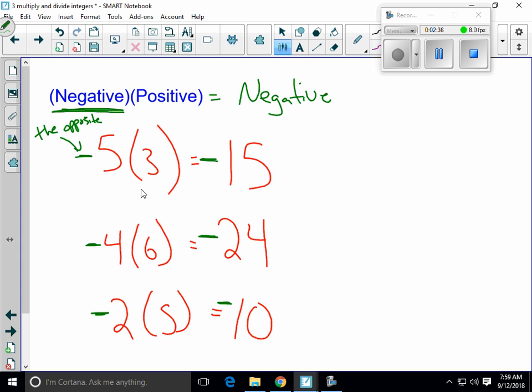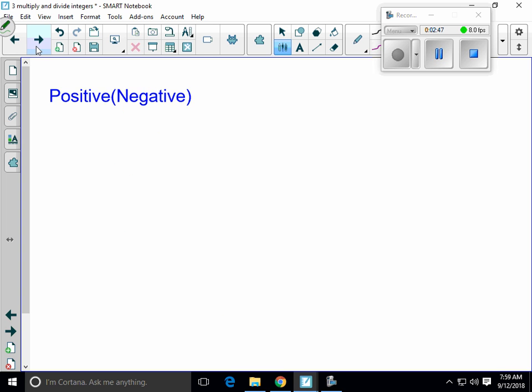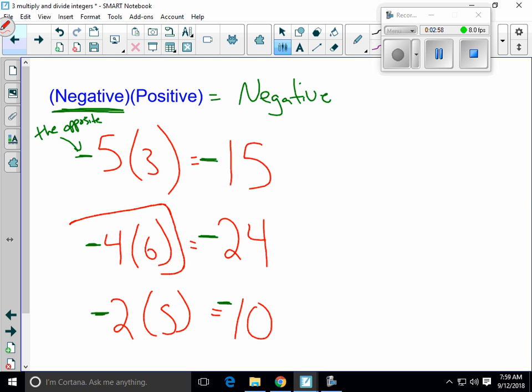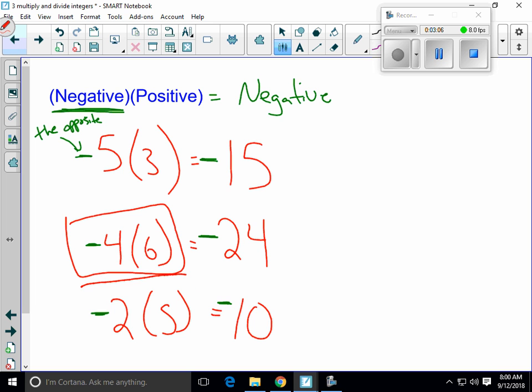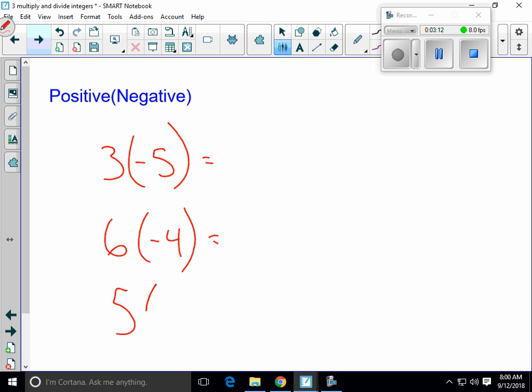Okay, let's take a positive times a negative. So let's switch all these values around. Instead of negative 5 times 3, let's do 3 times negative 5. Okay, so let's see, positive times a negative. The first one was 3 times negative 5. Second, let's switch these two values, so we'll do 6 times negative 4. And last, let's do negative 2 times 5. Let's switch those. We'll do 5 times negative 2. Okay, so the same problems, but in a different order.